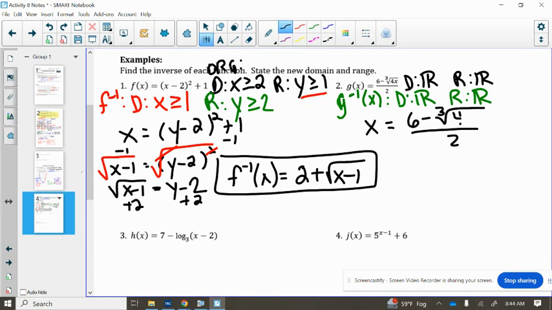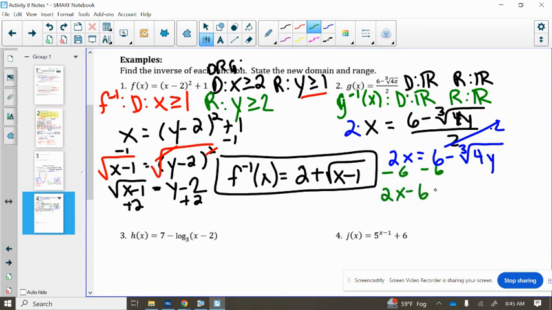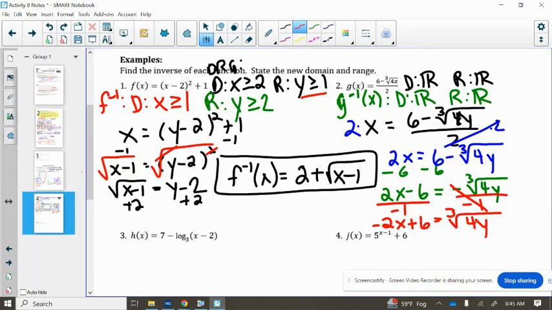So this is now an x over here, and then we have 4y underneath our cube root. So to start this off, we're going to multiply both sides by 2 to get rid of that denominator. And then before we deal with this cube root, we need to isolate it as much as possible. So we're going to subtract the 6. So we have 2x minus 6 on the left equals negative cube root 4y. Divide everything by this negative 1, so that cancels out. And we end up with negative 2x plus 6, and then the cube root of 4y.